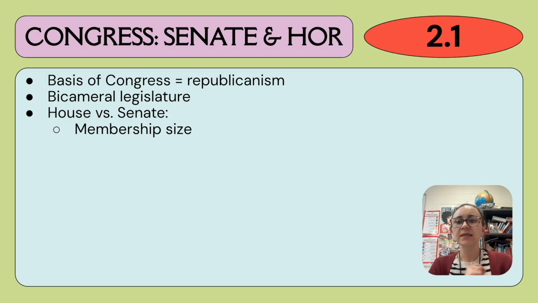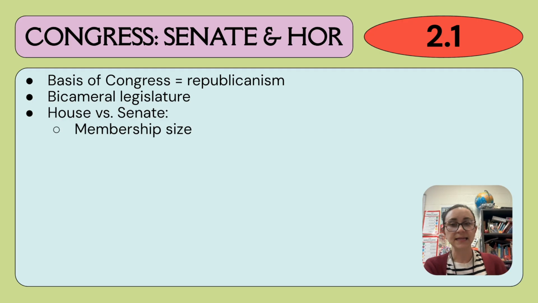Okay, number one, the House and the Senate are different in their membership size. The House is much bigger. It has 435 members, and that is because it is proportional representation. You need to know that. Proportional representation is the House. That means that bigger states get more representatives in the House of Representatives, and smaller states get less, bigger states get more, smaller states get less.